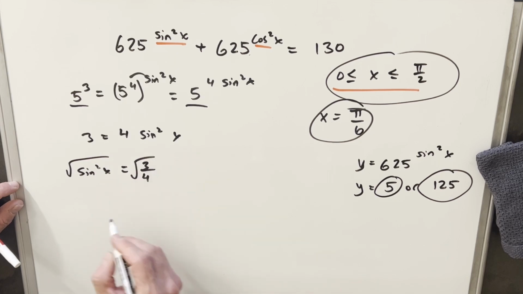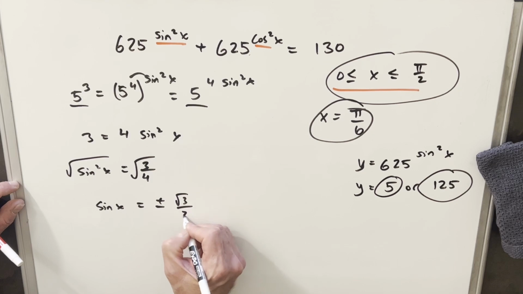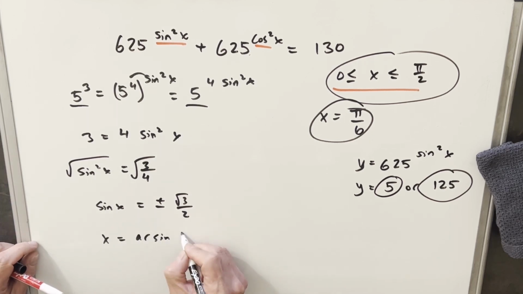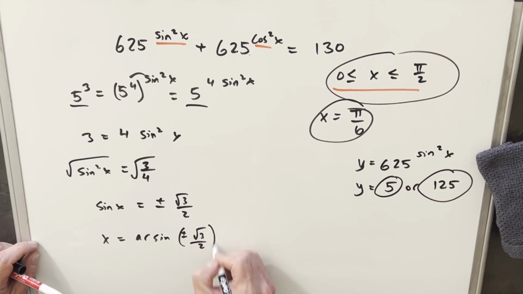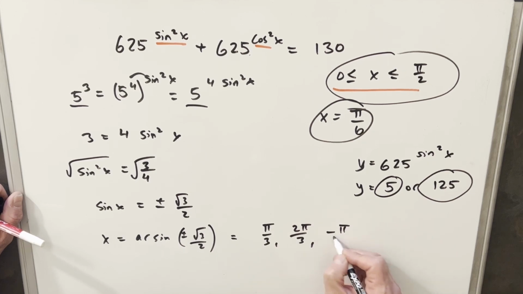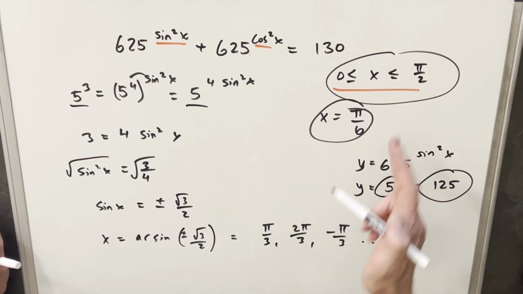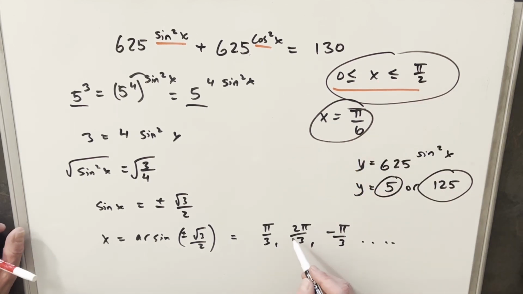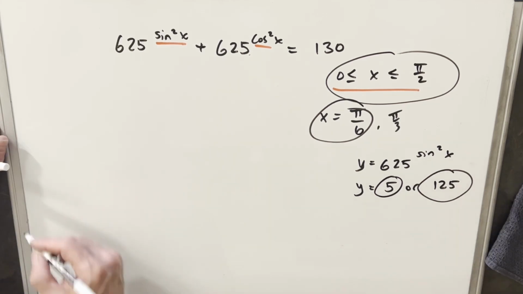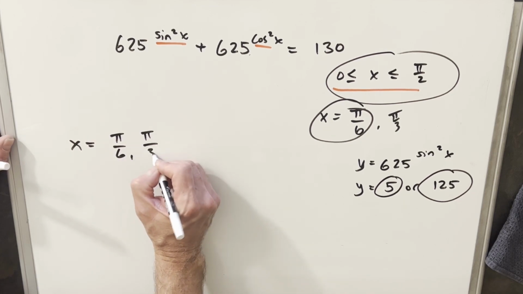We'll take a square root on both sides, and we find our sine of x is going to be plus or minus square root of 3 over 2. Again, we can look at this as x equals arcsine of plus or minus square root of 3 over 2, and this is going to happen at pi over 3, 2 pi over 3, minus pi over 3, etc. Again, a whole bunch of solutions, but we're only interested in the solution between 0 and pi over 2, so we can get rid of all this, and we have our second solution, pi over 3. So we'll end up with two solutions for this: x equal to pi over 6 and x equals pi over 3.